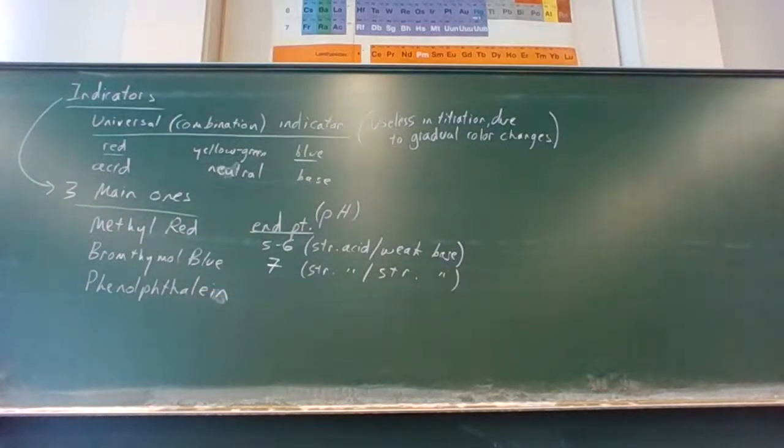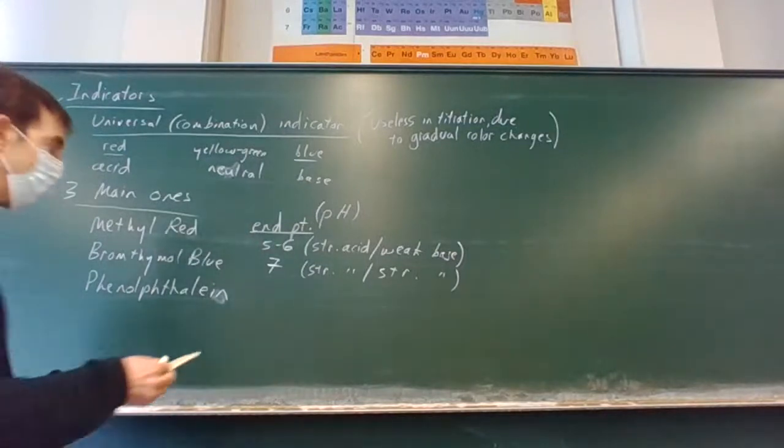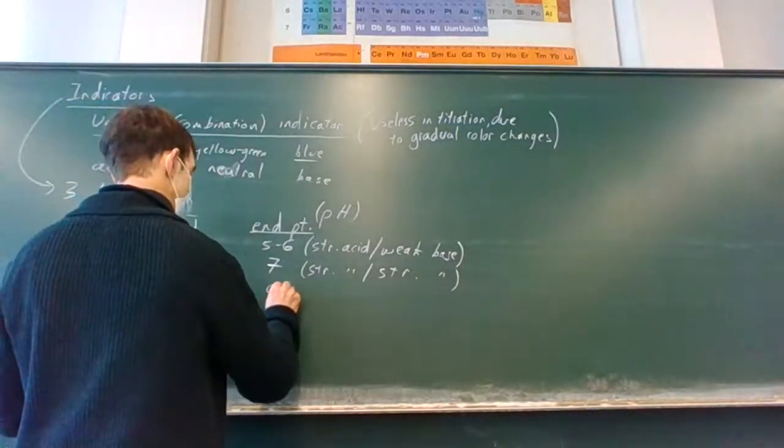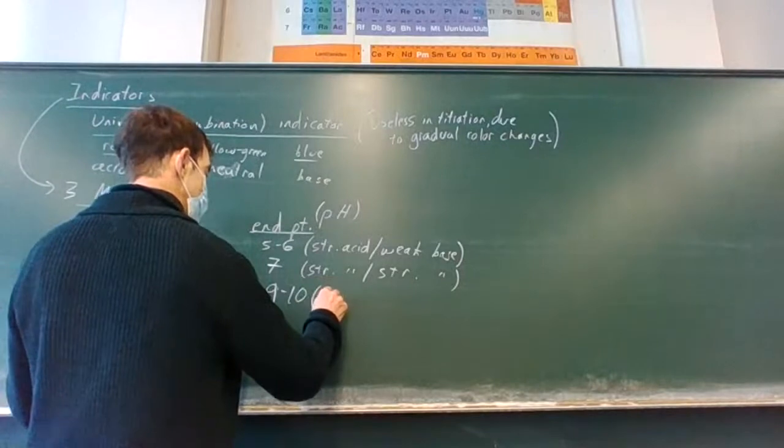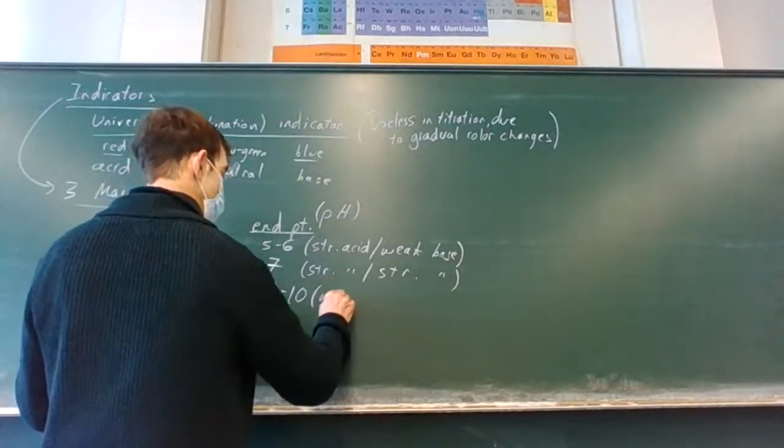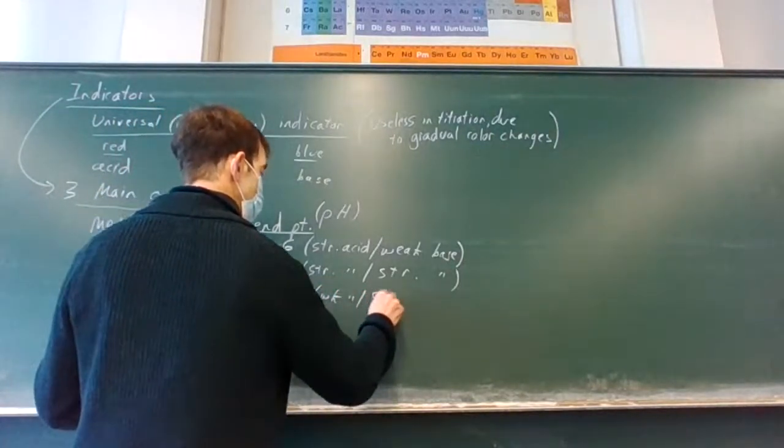Phenolphthalein is on the basic side, so it's around 9 to 10. And it's when you've got a weak acid and a strong base.